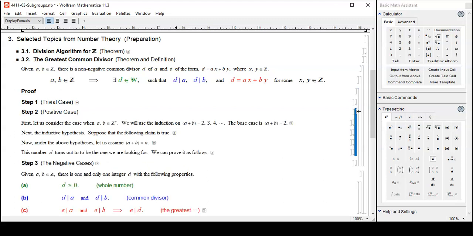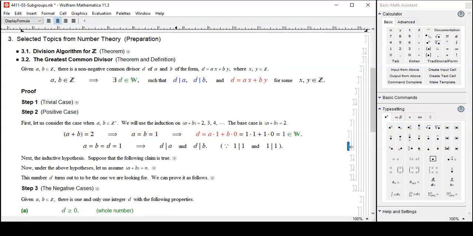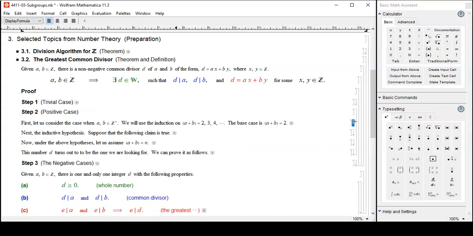Next, when A and B are both positive integers, we use induction on A plus B, and the base case is A plus B equal to 2. When A and B are both equal to 1, in that case, we define D as this linear combination, and that's equal to 1, so it's a whole number. And that turns out to be 1. And 1 divides everything. So yes, we have the blue property as well. So that was the base case.